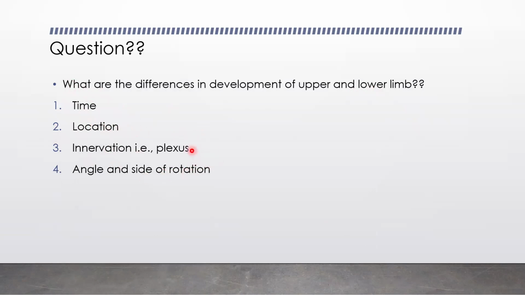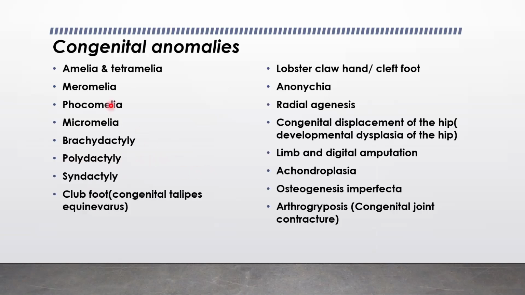For the innervation, of course, we'll have the brachial plexus for the upper limb, and then the lumbosacral plexus for the lower limb. Then for the angle and side of rotation, you'll have 90 degrees medial rotation for the lower limb, and then 90 degrees lateral rotation for the upper limb. So those are the various differences.